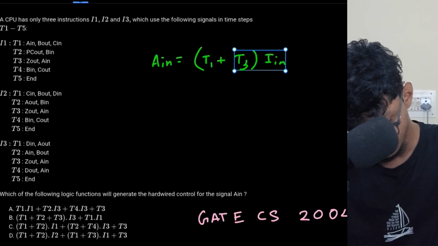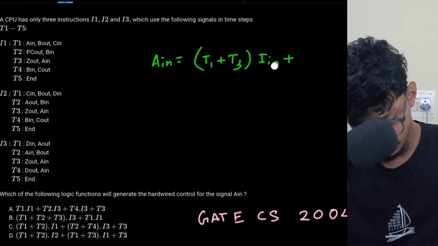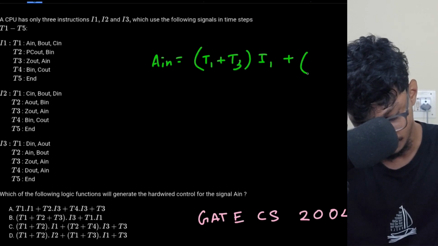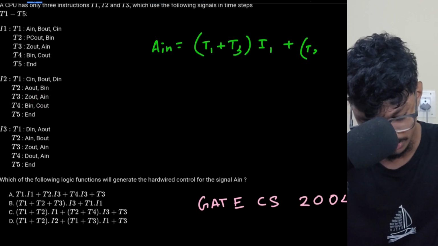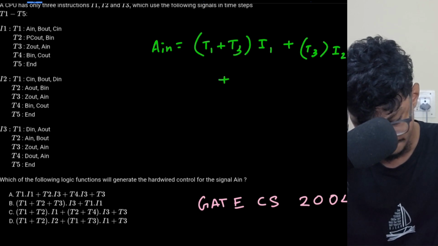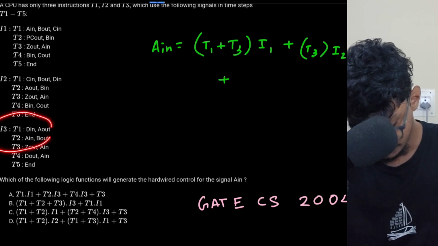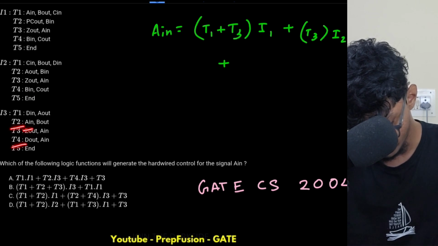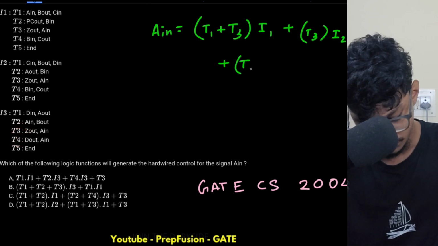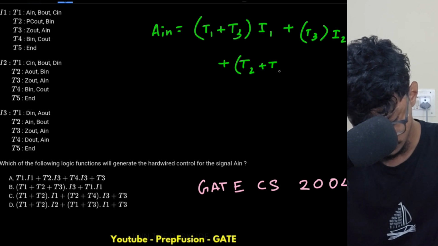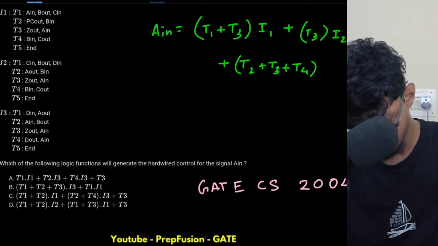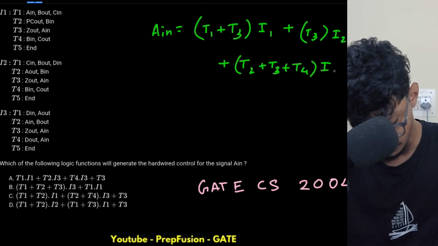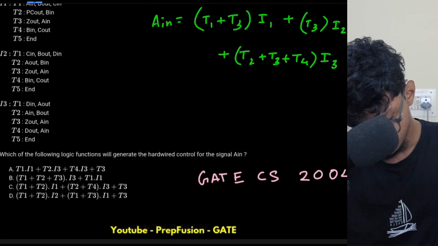So next, what do I have? This is not I insert, this is I1. Now in instruction I2, do I have AN? Yes, I have AN here in T3. So it will be T3 into I2. In instruction I3, do I have AN? Yes, at T2 and T4 and T3. So T2, T3 and T4. This will be my instruction I3. Okay, so this is basically my logic family.